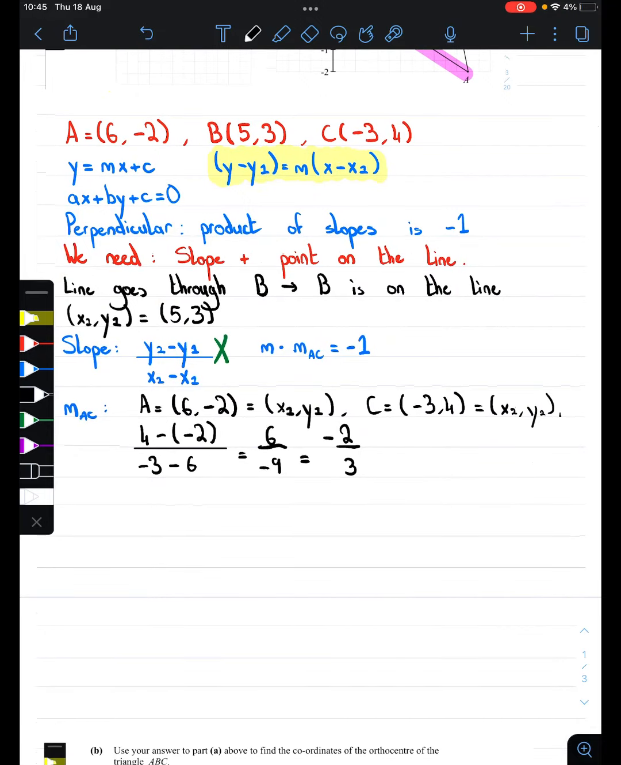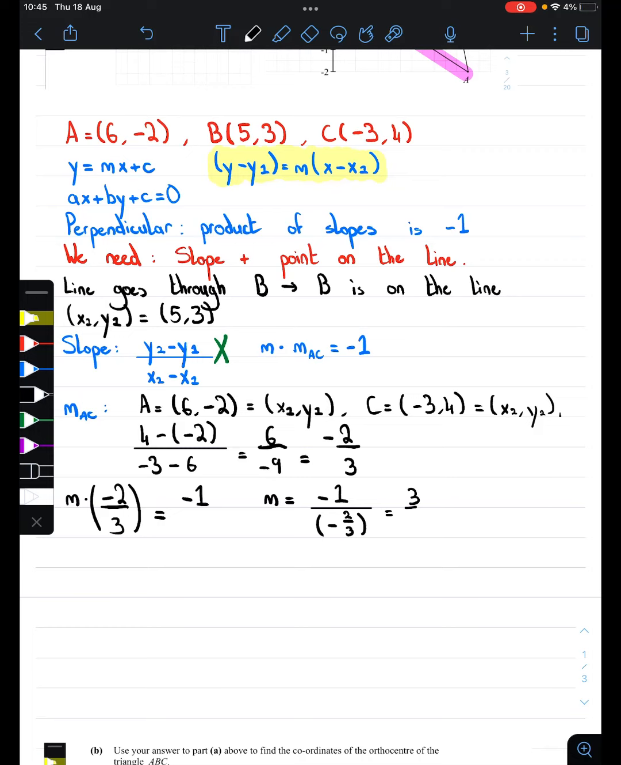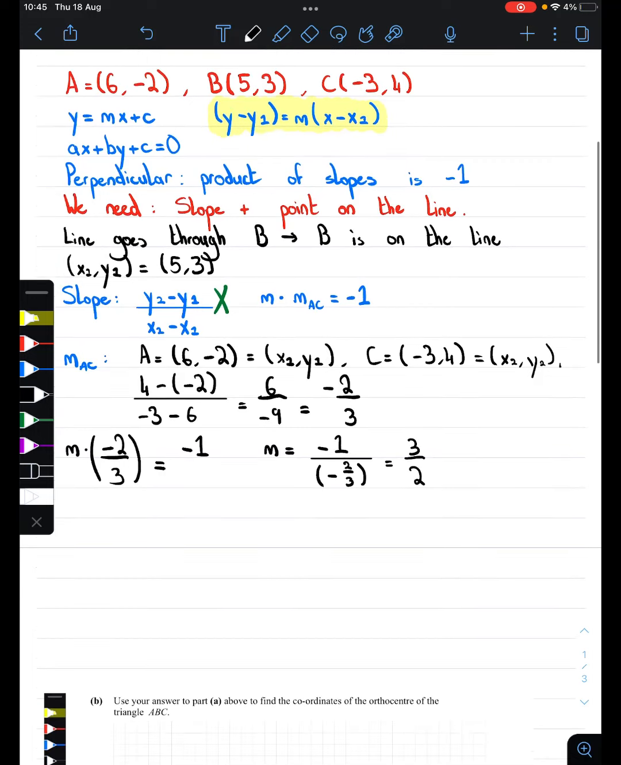Now we know that the slope that we're looking for times this slope is -1. If we divide by -2 over 3, then we'll be left with m. So m equals -1 over -2 over 3, which is just 3 over 2. Now we have our slope, and we have a point on the line that we're looking for.